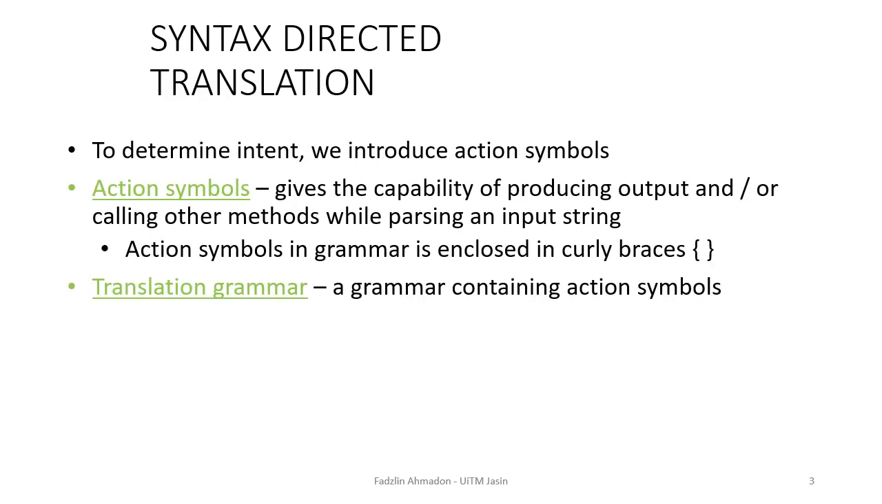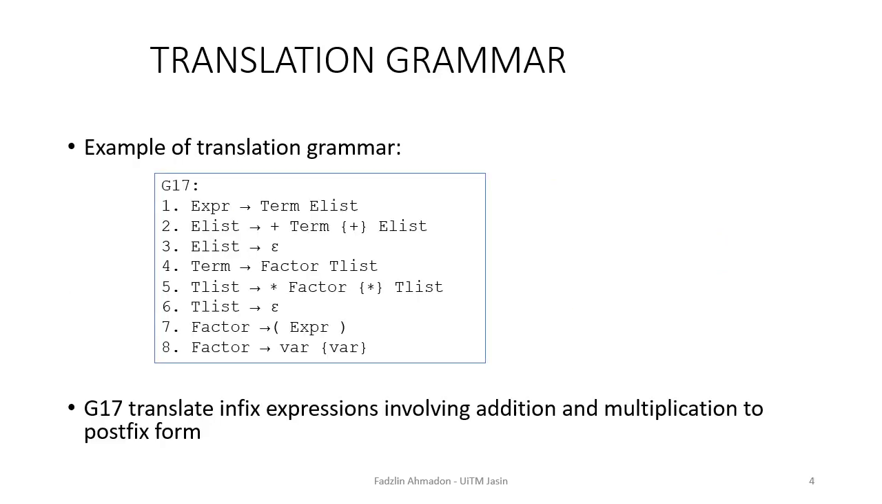To determine an intent of a particular input string, we now will be introducing action symbols. So action symbols gives the capability of producing output or calling other methods while parsing an input string. And action symbols in grammar is enclosed in curly braces. Translation grammar is grammar that contains action symbols. Grammar 17 is an example of translation grammar. And if you notice in grammar 17, we'll be able to see action symbols, which are symbols enclosed in curly braces. So rule number 2, rule number 5, and rule number 8 have action symbols.